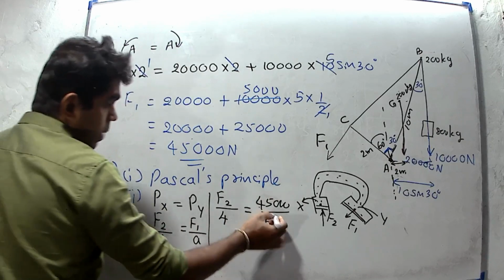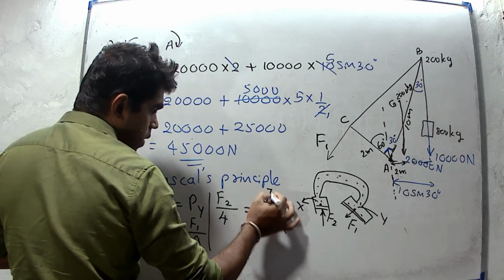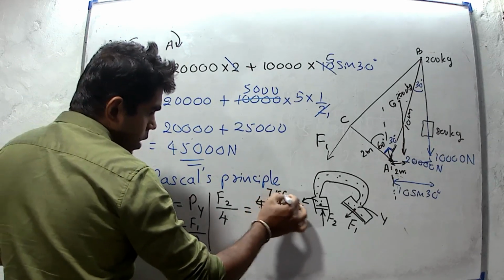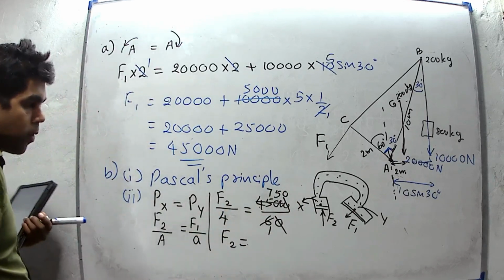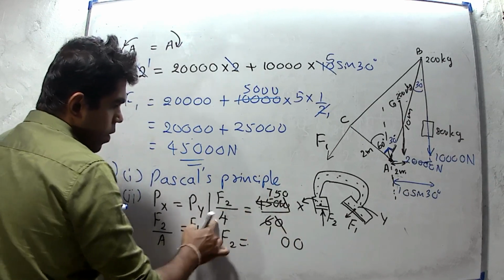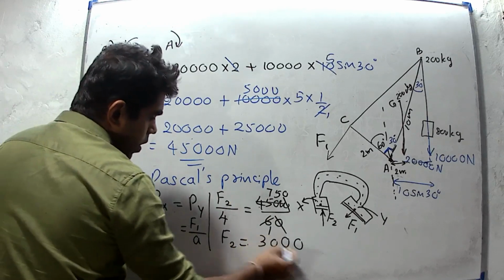Now we can simplify. Divide by 6: 1, divide by 6, 7, 42, 3 remaining, 30 divided by 6 is 5, 0. We can multiply 750 and 4. 4 into 5 is 20, 2 remaining, 4 into 7 is 28 plus 2, 30. F2 is 3000 newtons.